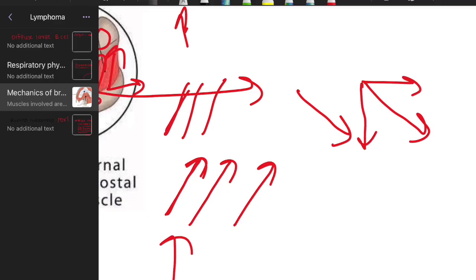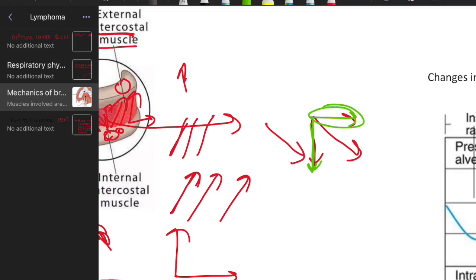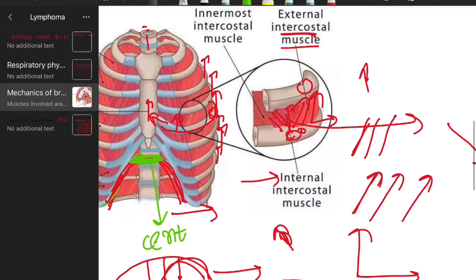Now if I talk about this horizontal component, let me use green color for expiration. The horizontal component is useless because the ribs can't move horizontally. You can't pull out the ribs, but they can move downwards by virtue of the costosternal and costovertebral joints. So just like the bucket handle, it moves downwards. So that is the role of the intercostal muscles in expiration.